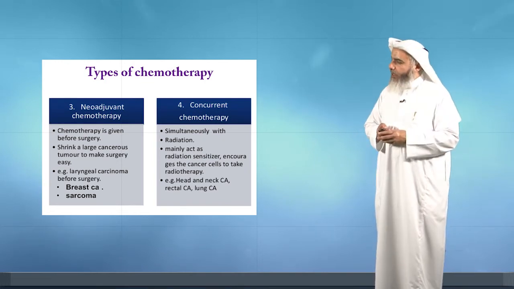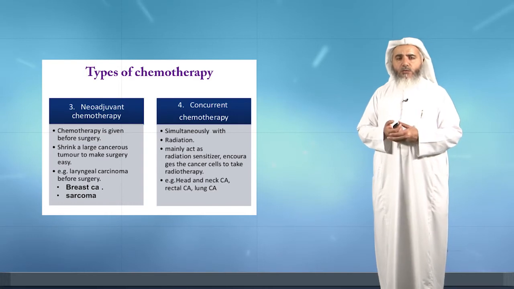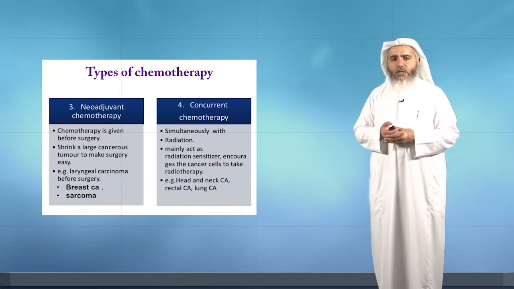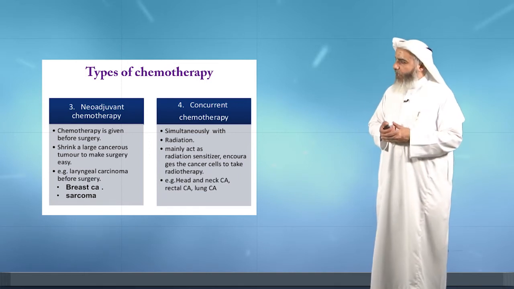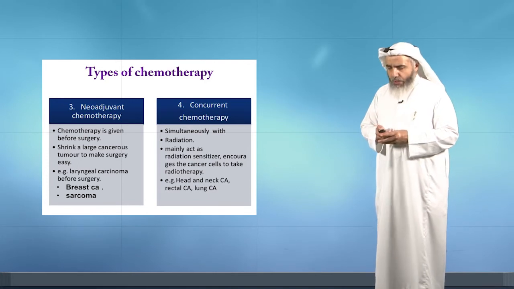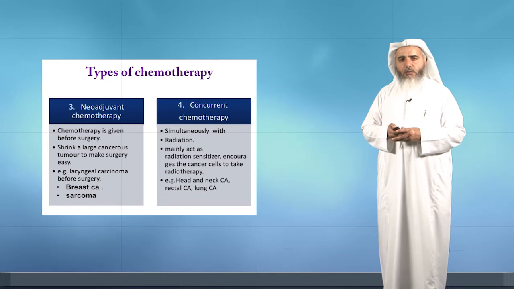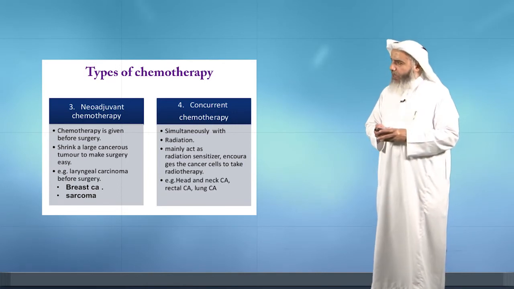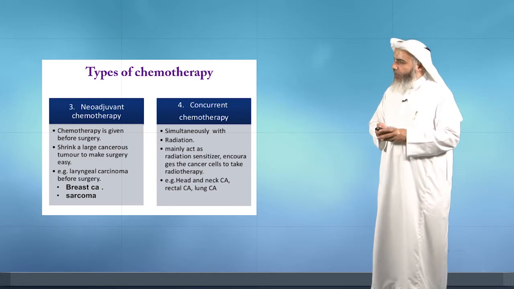Another example is the brain tumor, where you give radiation to glioblastoma multiforme in addition to temozolomide chemotherapy, which is used in the brain. Also, it can be given concurrently in lung cancer and in bladder cancer. This type of combination is called concurrent chemotherapy or concurrent chemoradiation.